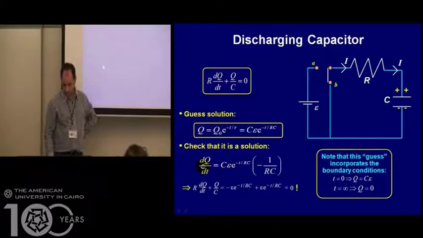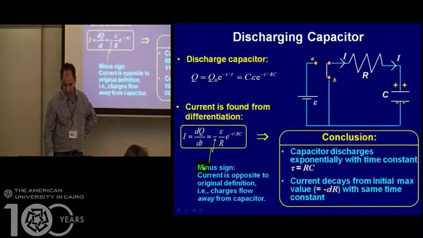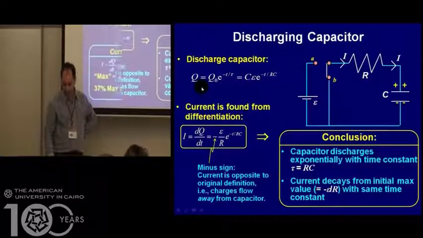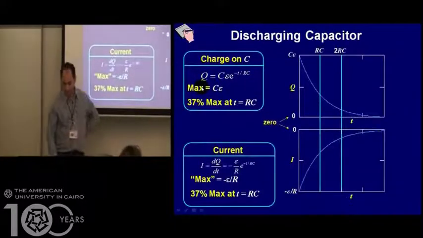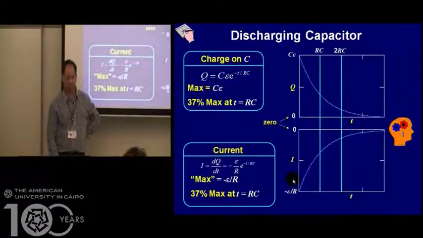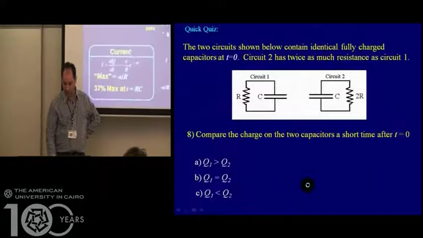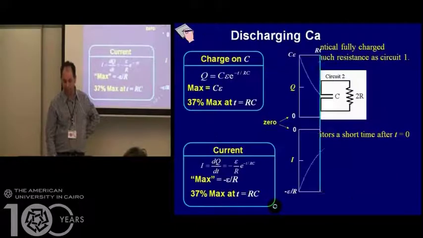So this is the current. This is the charge as a function of time, and I'm going to draw them. The charge, you start with the maximum charge, that's CE, and it decays with the time till it goes to 0 at a very long time, at infinity. And this is the current. You start with the current E over R, and the current decays till it goes to 0 after a very long time t.